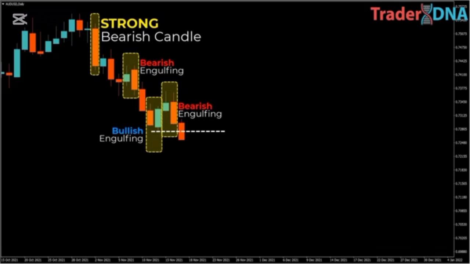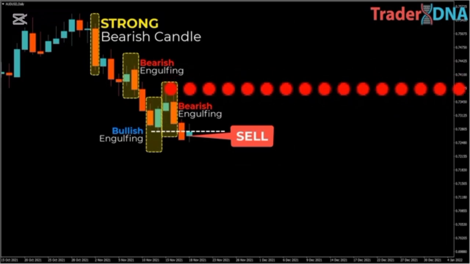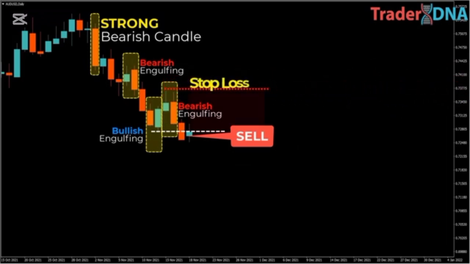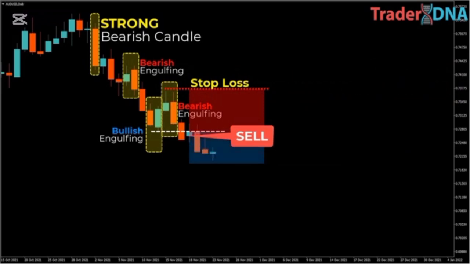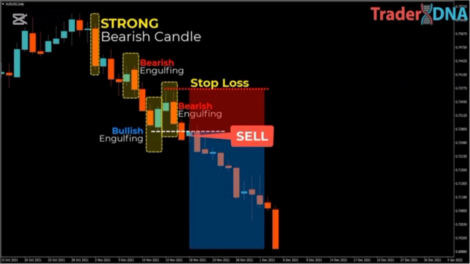So what's the play? Enter a sell position on the next candle's open with a stop loss placed just above the nearest swing high. And then, boom, the price drops aggressively, delivering massive profits. By now, you should have a solid understanding of how this works. But we're not stopping here. Let's jump straight into the next powerful pattern.